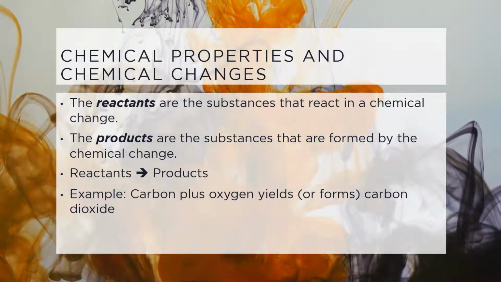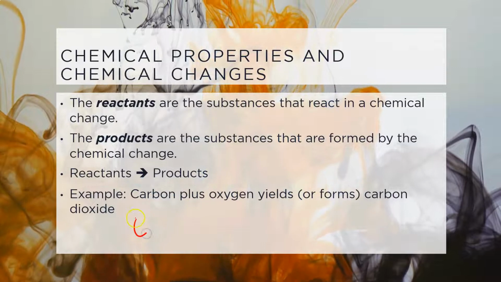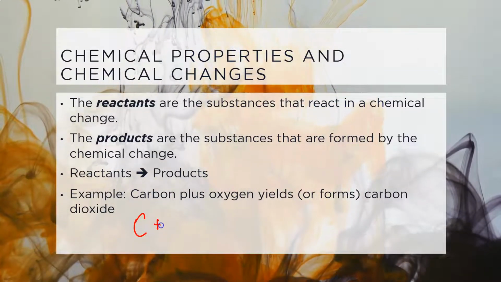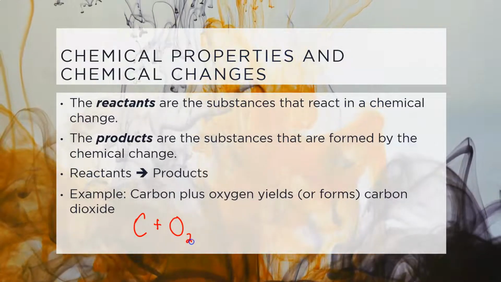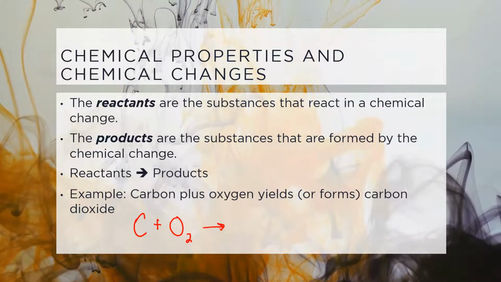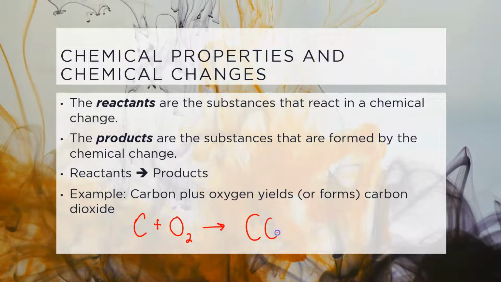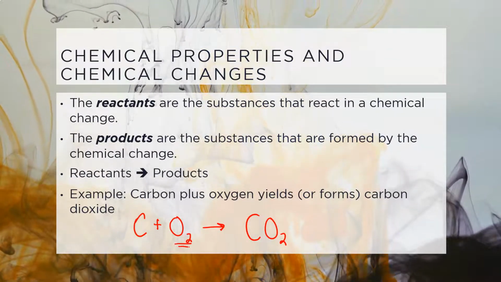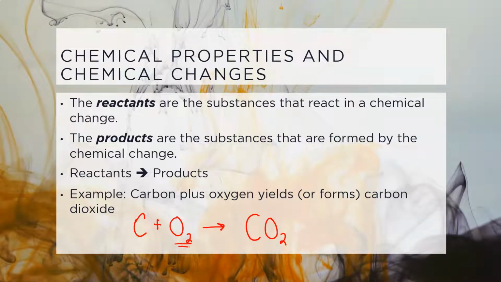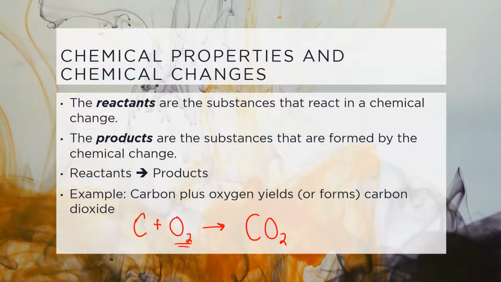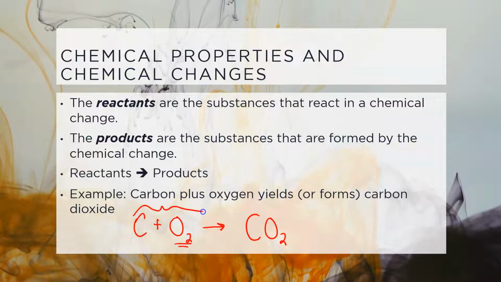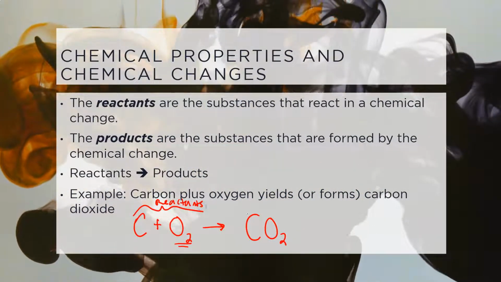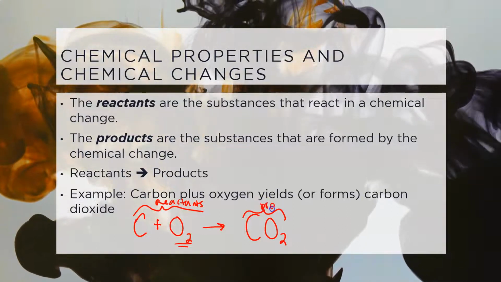sorry for the bell, but the carbon plus the oxygen is going to yield or form, that's what the arrow means. Arrow means yields or forms carbon dioxide. Remember, oxygen always comes in pairs, so I wrote O2. So carbon plus oxygen gives me carbon dioxide. These are my reactants. This is my product.